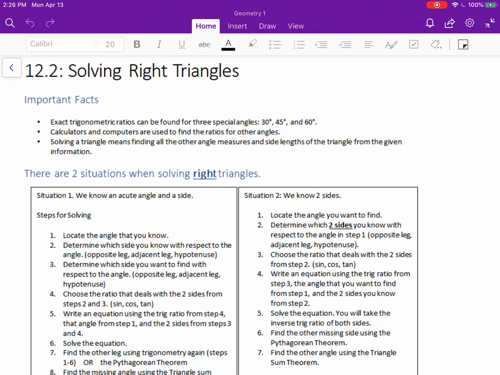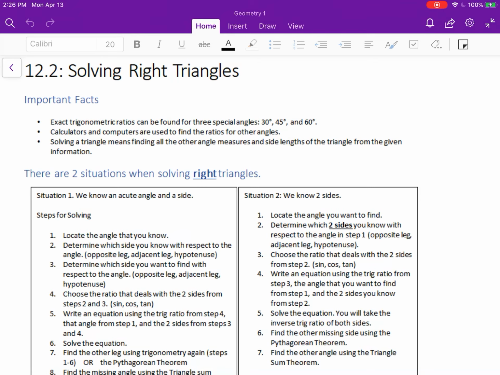Important facts: exact trig ratios can be found for the special angles 30, 45, and 60. We talked about that last class. Calculators and computers are used to find ratios for other angles. We actually used to use tables in the backs of books, or even way back a slide rule. But we don't have to do that anymore. And solving a triangle means finding all the other angle measures and side lengths.